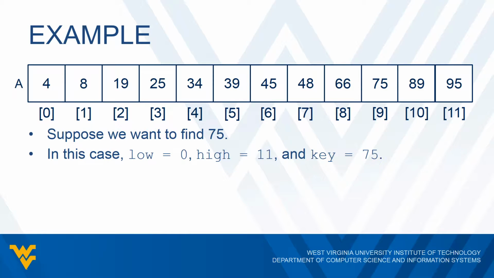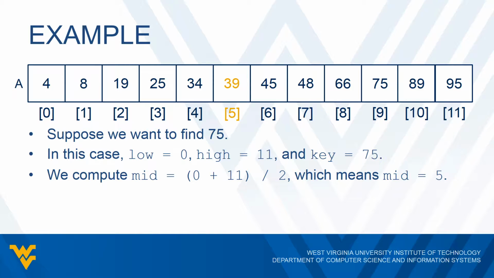Let's say we start at the very beginning. So low is going to be 0, high is going to be 11, and the key is going to be 75. So we're going to compute our mid. We're going to do low plus high, so that's 0 plus 11. That's going to be 11 if we divide it by 2. And that means the mid is going to be 5, because remember, we're dealing with integer math here. So even though it's technically 5.5, we cut off the 0.5 part. So mid's going to be 5.